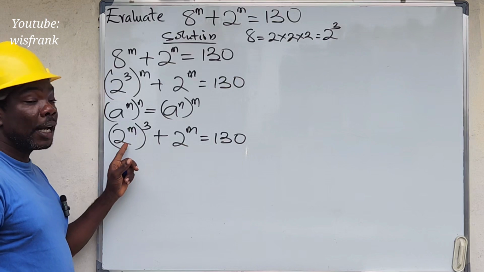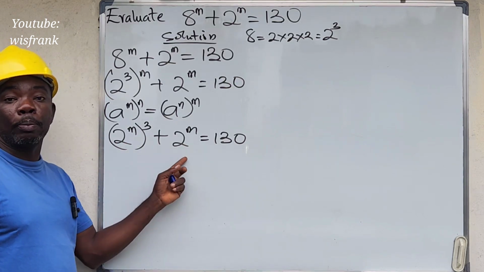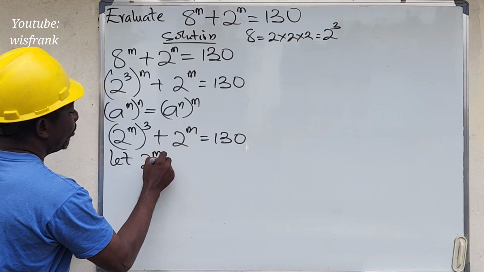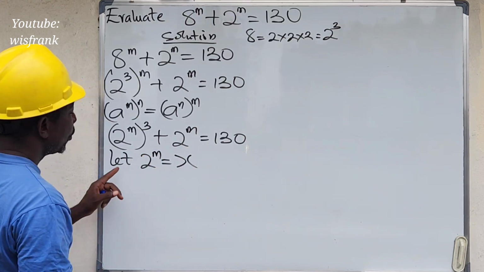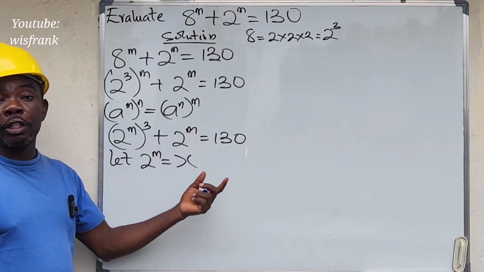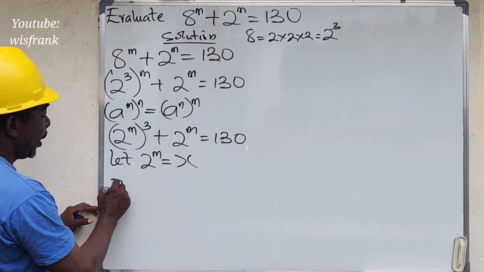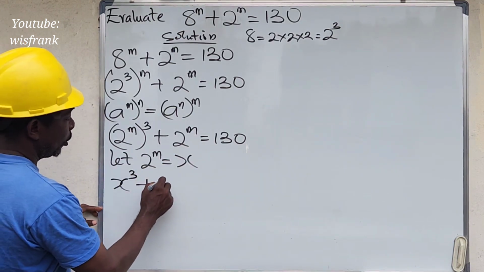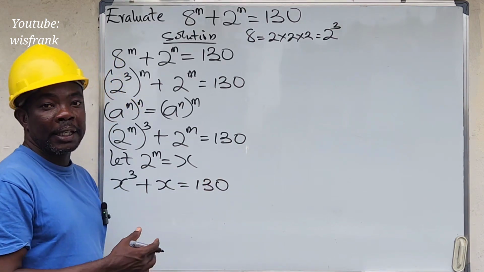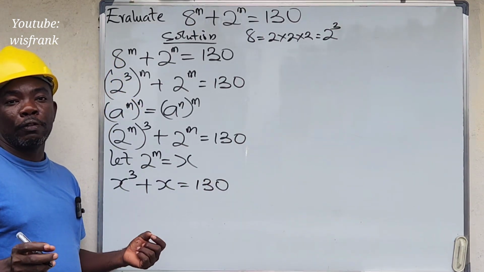You can see that we have 2 to the power of m here and 2 to the power of m here. We can say let 2 to the power of m equal x. So we are going to substitute the value of x as 2 to the power of m into this equation. So this will become x to the power of 3 plus x equals 130. And this has become a beautiful equation.